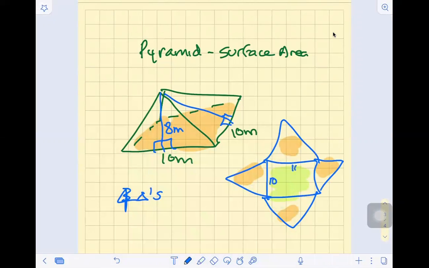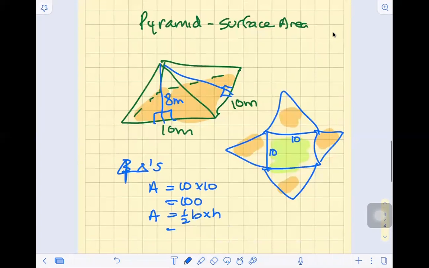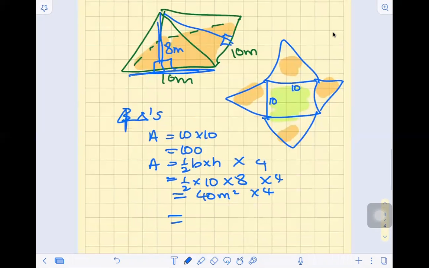Okay, so the area of the bottom would be 10 times 10, which is 100. And the triangles are a half base times height, which is a half times 10 times 8, because you've got the base and the height, which is 40 meters squared. And there are 4 of them. So 4 40s is 160 meters squared. So the total surface area is 100 plus 160, which is 260 meters squared.